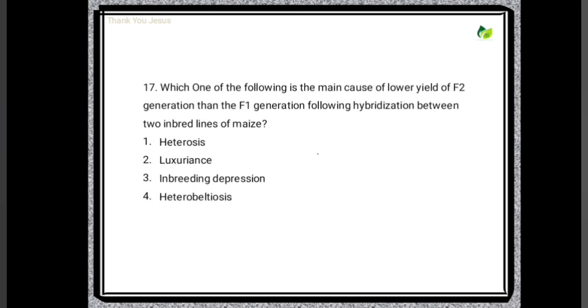Okay. So let's see the next question. Which one of the following is the main cause of lower yield of F2 generation than the F1 generation following hybridization between two inbred lines of maize? The options are heterosis, luxuriance, inbreeding depression, heterobeltiosis. Here you have to know when mating between relatives in a small population may cause decrease or loss of fitness and strength, that is called inbreeding depression. Okay, here inbreeding depression is the correct answer.